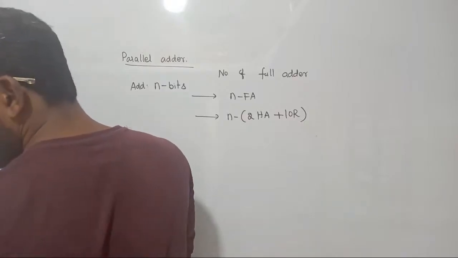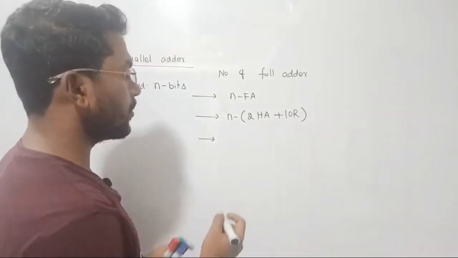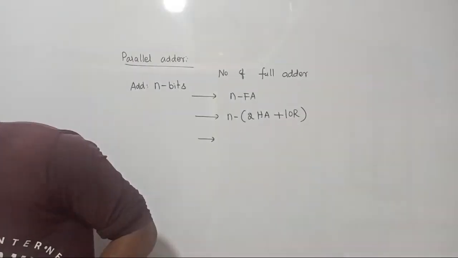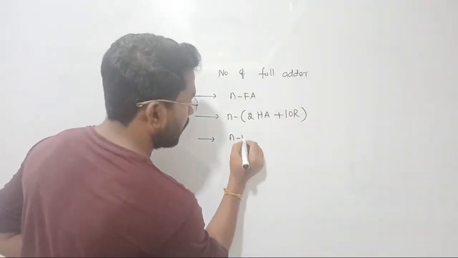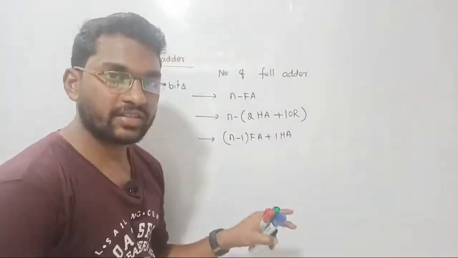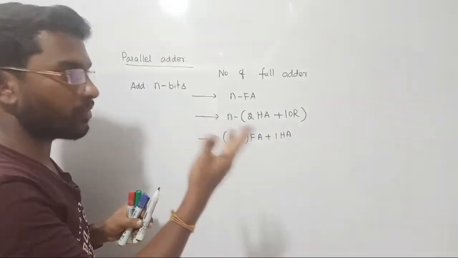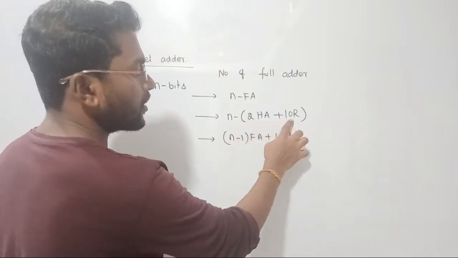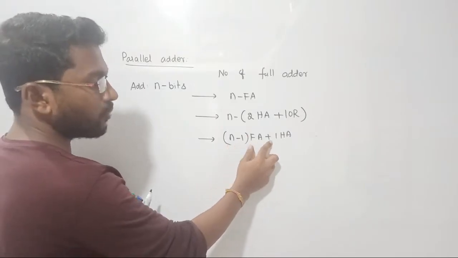Next one is, suppose you are avoiding this OR gate. If you are trying to bring the answer only with the help of half adders and full adders, then I got one more observation: that is n minus 1 full adder circuits plus 1 half adder circuit. I'm repeating once again what I'm doing here. In order to design an n-bit parallel adder circuit, you can either go ahead with n full adder circuits, or with n times of 2 half adders plus 1 OR gate, or otherwise with n minus 1 full adder circuits plus 1 half adder.